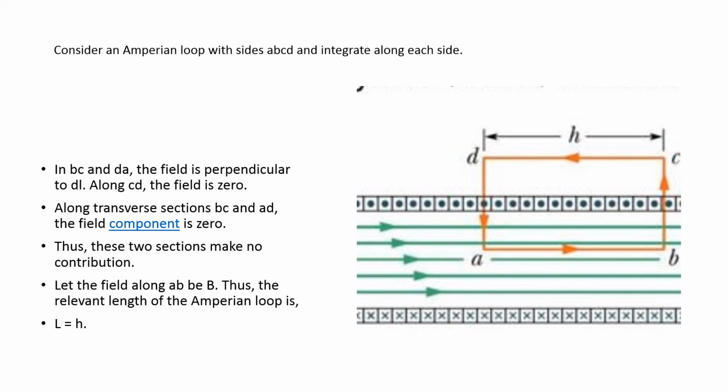In this ABCD, BC and we can calculate the magnetic field. Consider an Ampere loop with sides A, B, C, D and integrate along each side. In this case, along BC and DA, the field is perpendicular to dL.